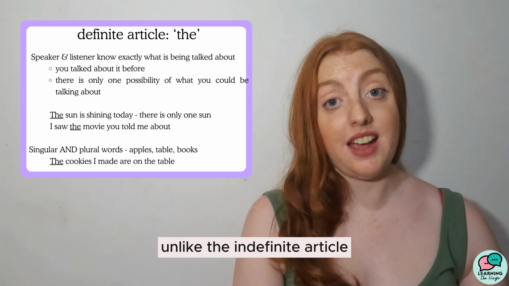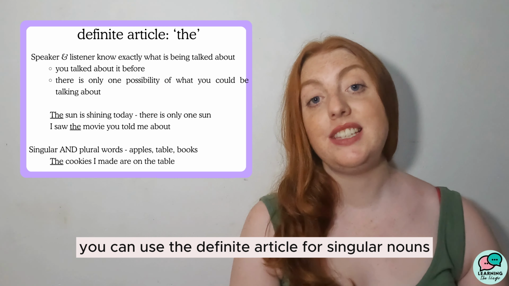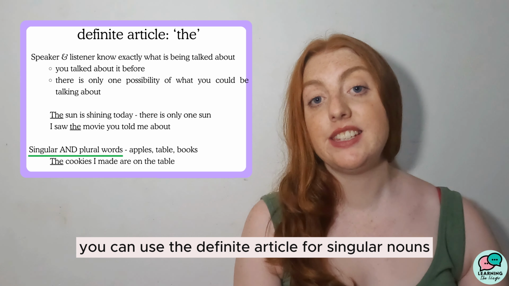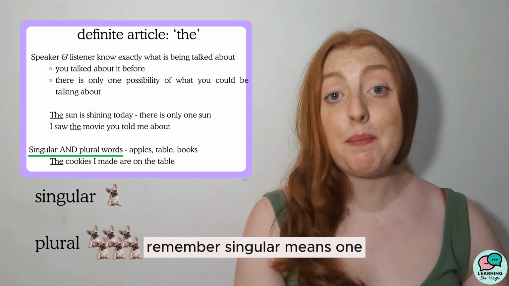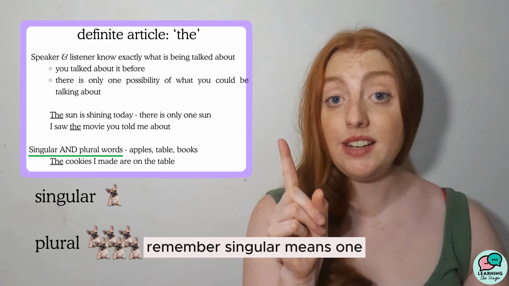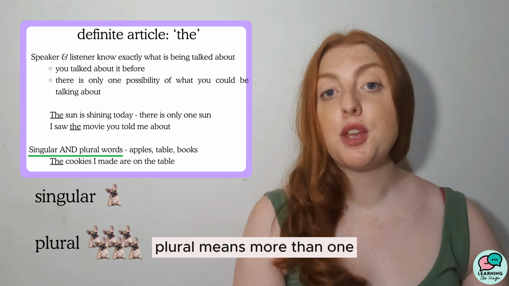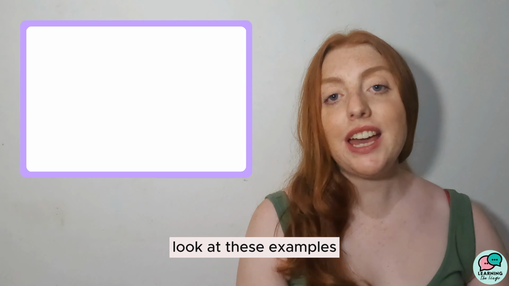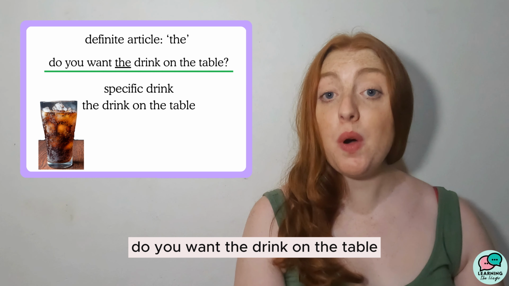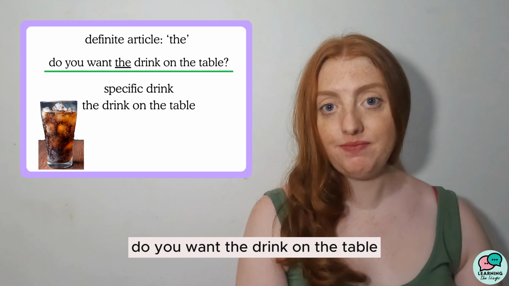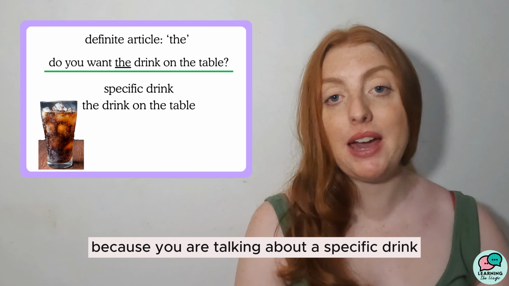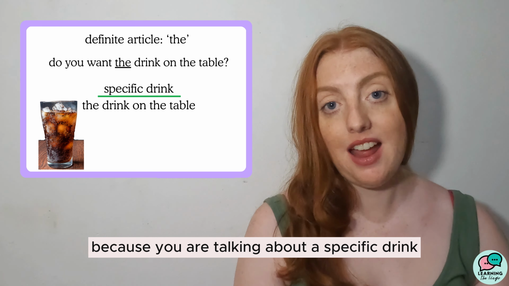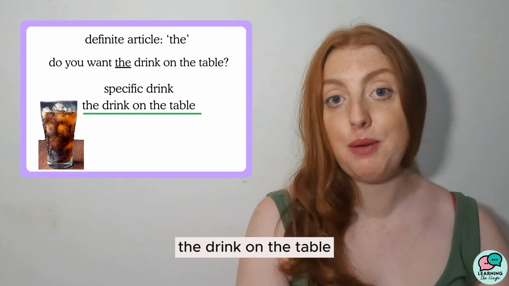Unlike the indefinite article, you can use the definite article for singular nouns and plural nouns. Remember, singular means one, plural means more than one. Look at these examples. Do you want the drink on the table? We use the drink because you are talking about a specific drink, the drink on the table.